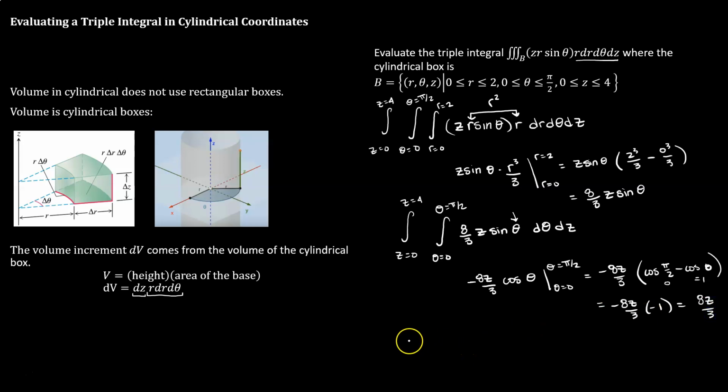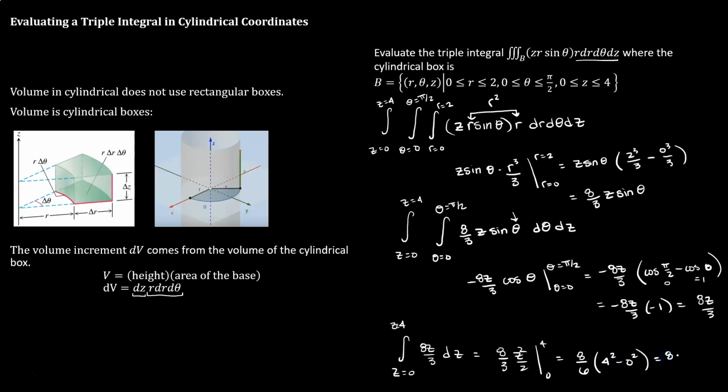And then we have our last integral that goes from z equals 0 up to z equals 4 of 8z over 3, and we're integrating with respect to z. 8/3 is our constant, we'll factor it out. Z becomes z squared over 2. We're evaluating between 0 and 4. So we've got 8 over 6 z squared, where z goes from 0 to 4.